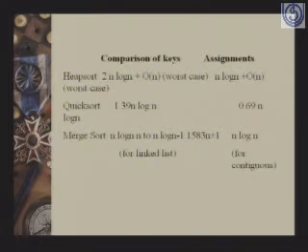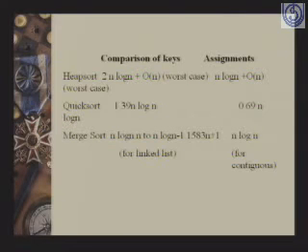Next is heap sort. Heap sort takes 2n log n plus order of n in the worst case, which is not a very bad number as compared to n square. However, the number of assignments is also of the order n log n. Quick sort takes 1.39 n log n comparisons of keys and 0.69 n log n assignments. You can see quick sort makes very few assignments.